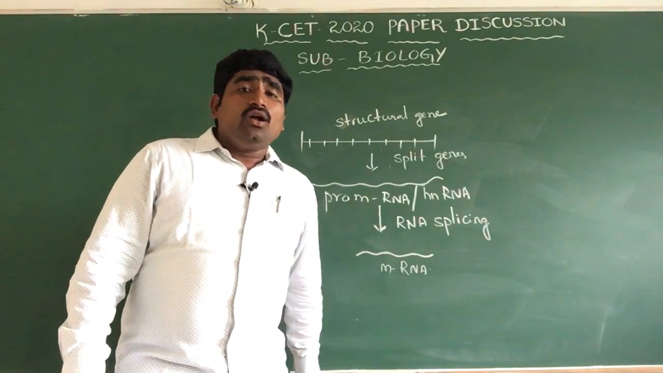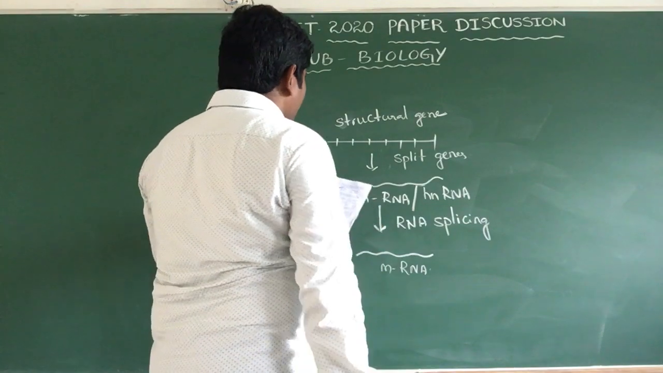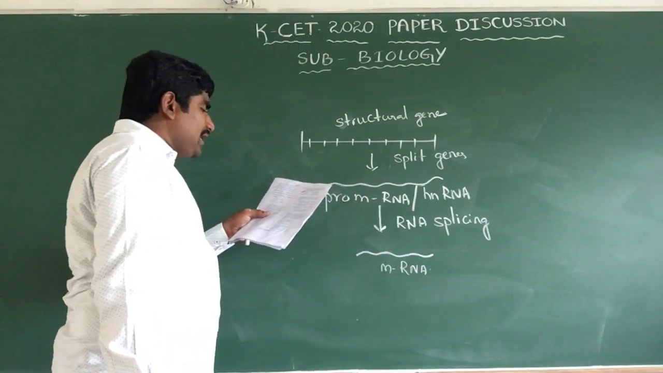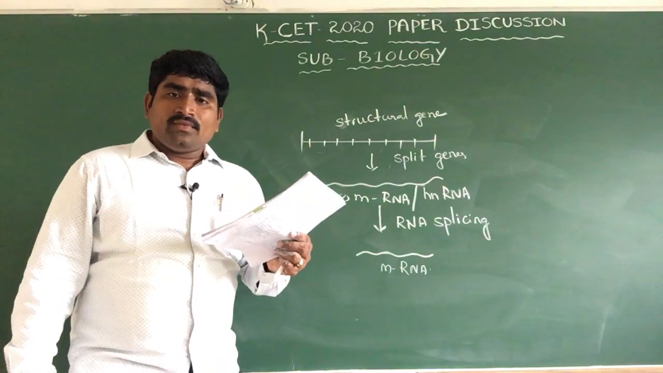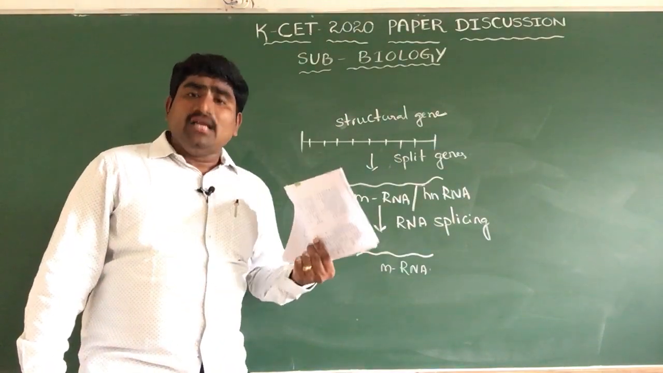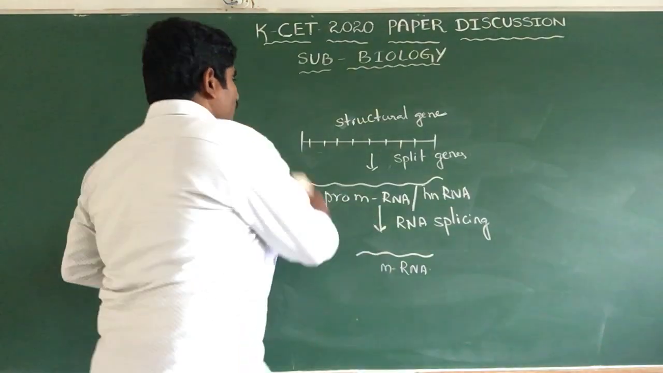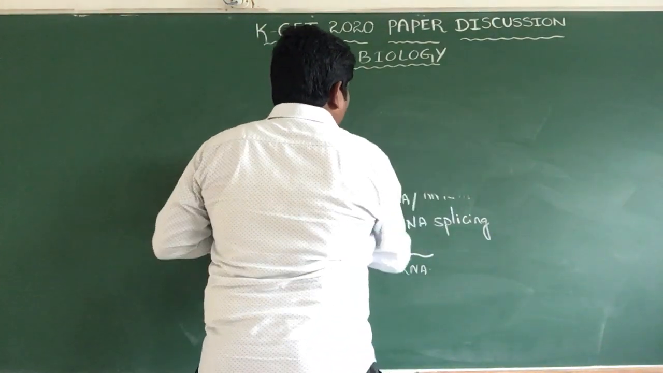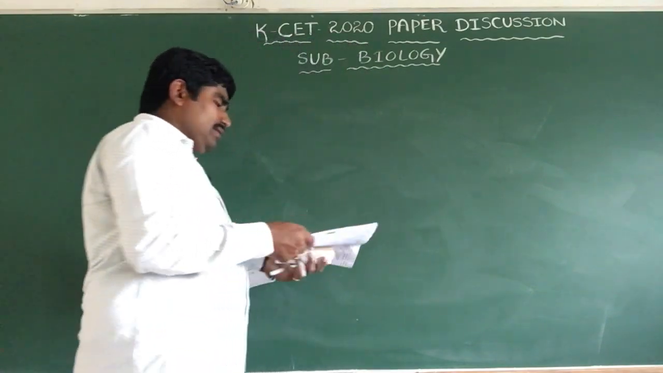So the answer is: mRNA undergoes processing, and during the processing, introns are removed. Introns are removed during the processing. So this is the process, and that is the correct answer for this question.